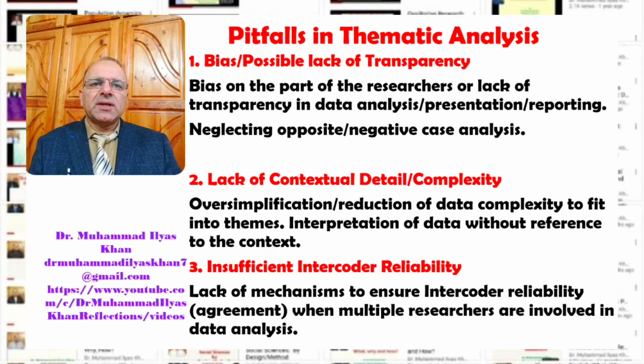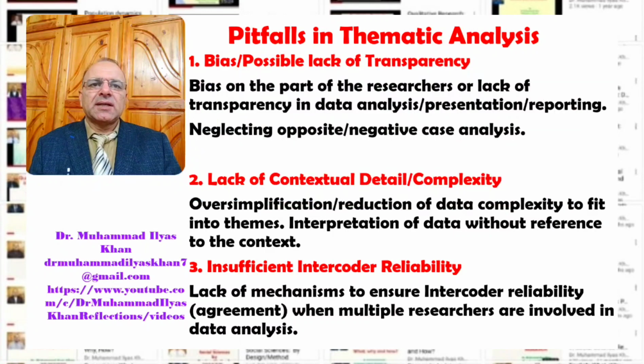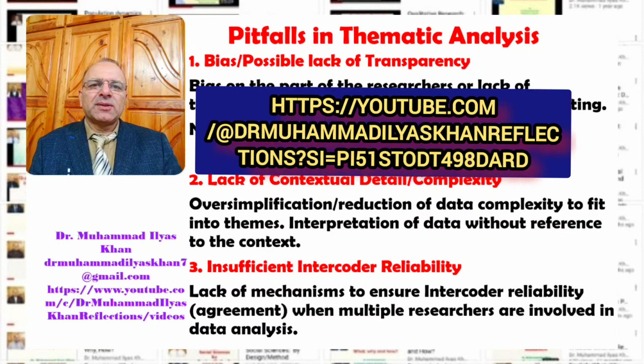These are some of the important pitfalls in thematic analysis. As we have already discussed, thematic analysis is one of the most popular qualitative data, interview data analysis techniques, but it has certain pitfalls, and this is a summary of the pitfalls that we need to avoid in order to have authentic thematic analysis.